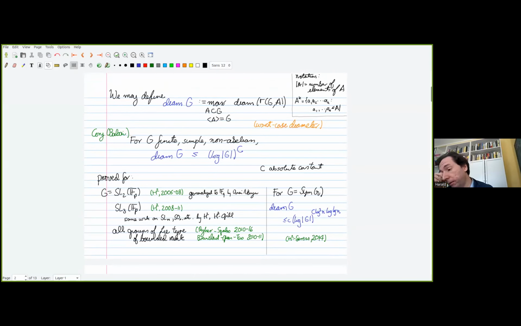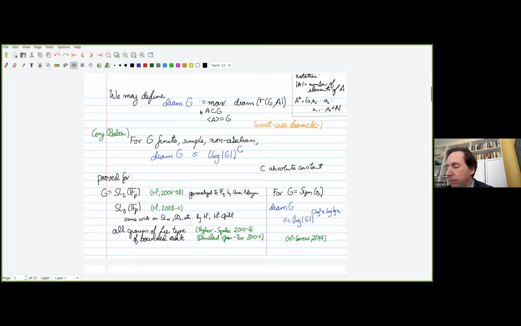And we may further define the following, and this is not so standard notation, though other people use it. You may define the diameter of a group to be the worst case diameter, the diameter for the worst set of generators, the set of generators that makes the diameter the largest. Right, and you might think that for many groups there could be a really bad set of generators. You're letting the devil choose your set of generators.